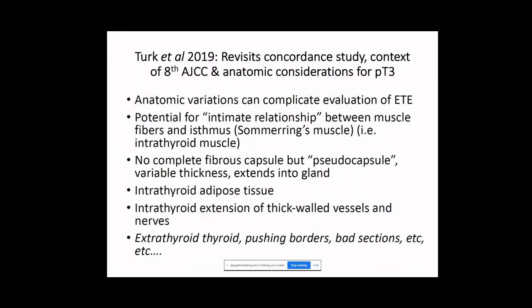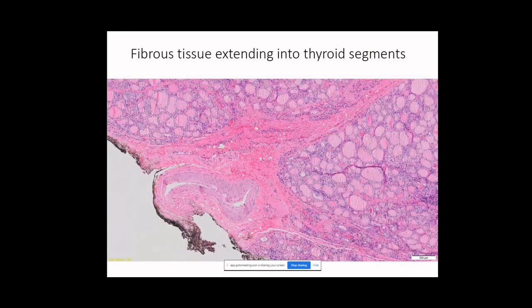Next slide, please. Okay, this is just to show you an example. The border, this is the deep border of the thyroid, can be kind of lobulated. And here we see fibrous connective tissue going into the segments of the thyroid, and there's the large vessel really towards the end. Next, please.